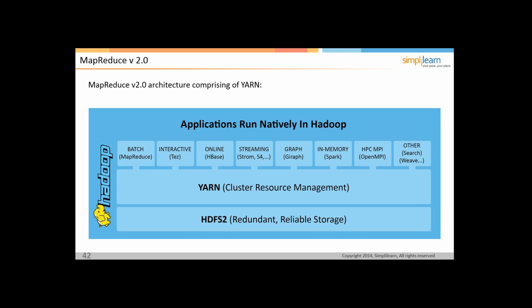On top of that, all the ecosystem components of Hadoop run. For batch processing, we use MapReduce. For interactive processing, we use Apache Tez. For online streaming, columnar storage, and NoSQL storage, we use Apache HBase. For streaming data processing, we use Apache Storm and S4. For graph-based processing, there is a framework called Apache Giraph. For in-memory processing of data in Hadoop, we use Apache Spark. For scripting purposes, we use Pig. For data warehousing, we use Hive, etc. So these are the applications which run natively in Hadoop right now.